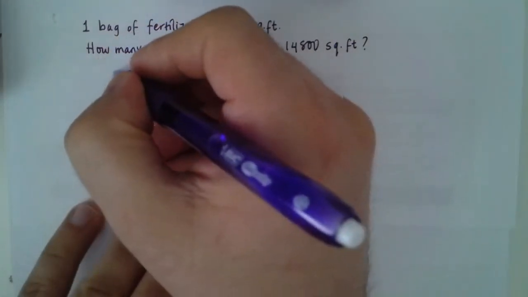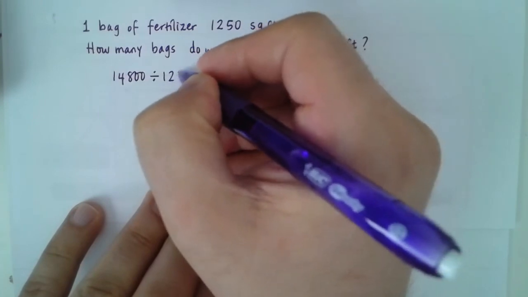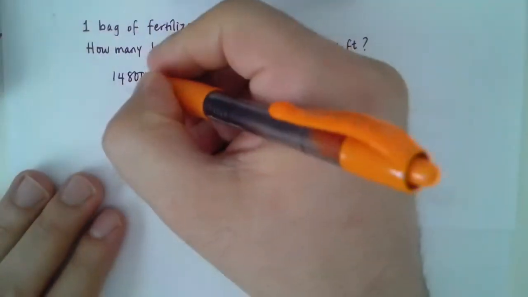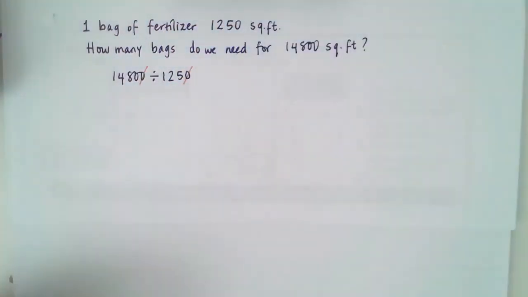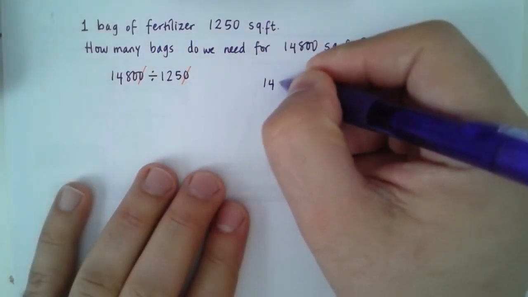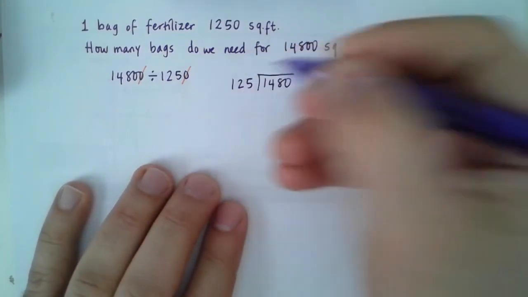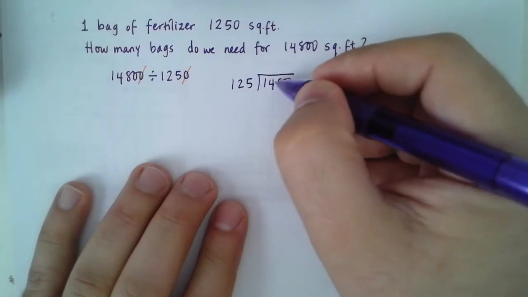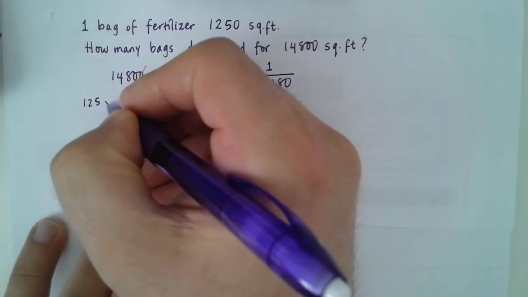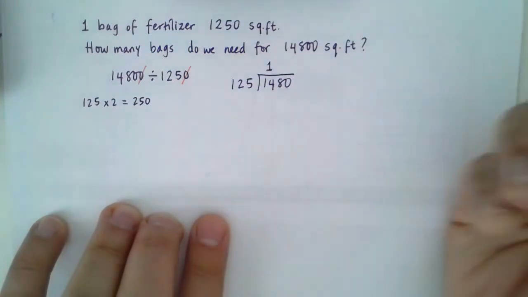So the point is this: we have 14,800 divided by 1,250. This is how you will find the number of bags that's needed. The last zeros can be ignored. It's like you're dividing both numbers by 10. So we will divide 1,480 by 125. So 125 goes into 148 once. Because for multiples of 125, you can multiply 125 by 2. That's going to be 250. So we can just use that one.